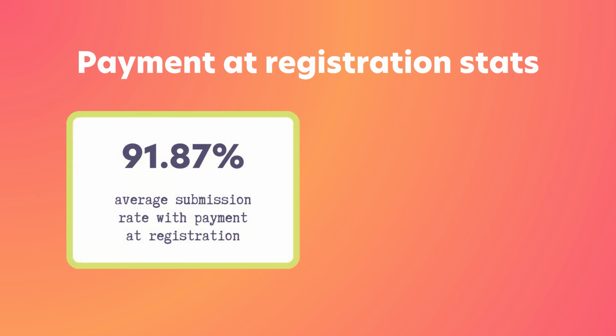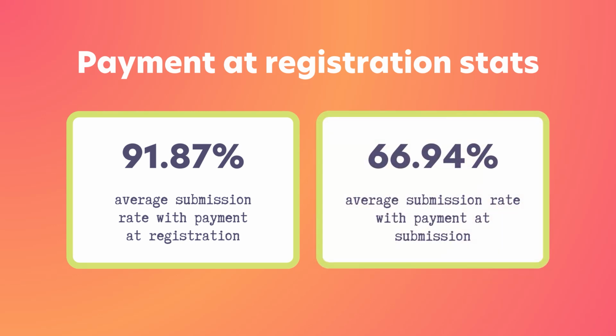Our software allows all three options: payment at registration, at submission, and after submission, which is why we have a unique point of observation on how they pay out in terms of submission rates. And here's the interesting part. The average submission rate when asking for payment at registration is 91.87%, while programs that require payment at submission stand significantly lower at 66.94%. And while no two programs are the same, this difference should be enough to convince you of how valuable this method is. We hope that after this video, you're able to easily choose the best submission method for your program.